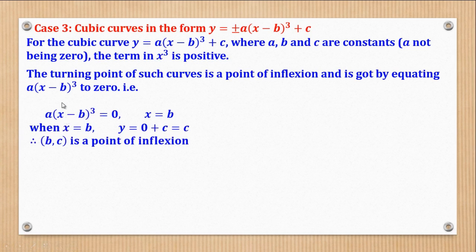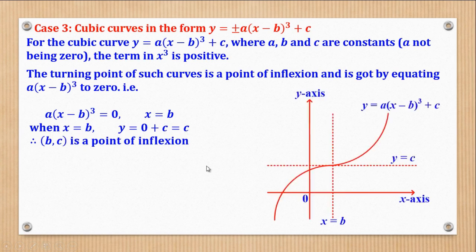We equate the whole of this to 0 to get x equal to b, and when x is equal to b, y will be equal to c. Therefore this is our point of inflection, but it should be in that shape. Start with positive, and also after that point it will be positive. That is the point of inflection for curves where x cubed is positive.